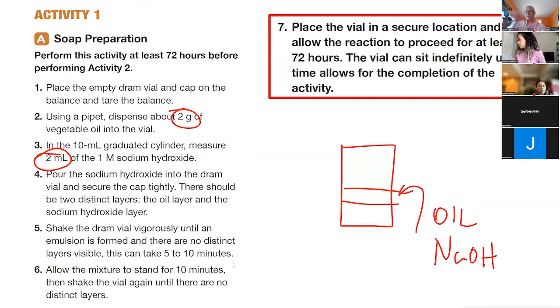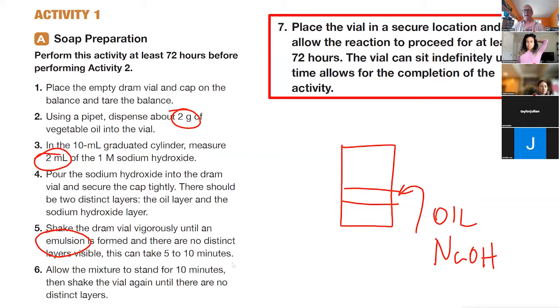So what we're going to do is shake it and try to form a suspension. We want to get as much interaction between the oil and the sodium hydroxide as we possibly can. And then an emulsion will form, like a suspension with really small bubbles. It's called an emulsion. And then it'll separate, and we want to shake it up again.